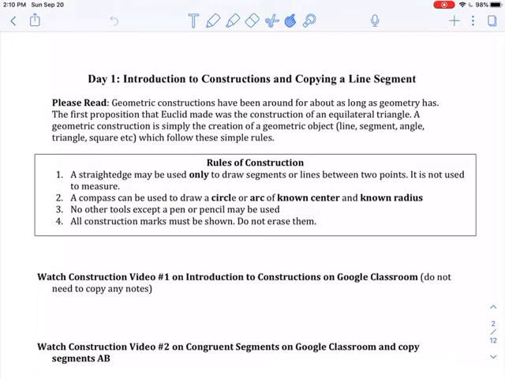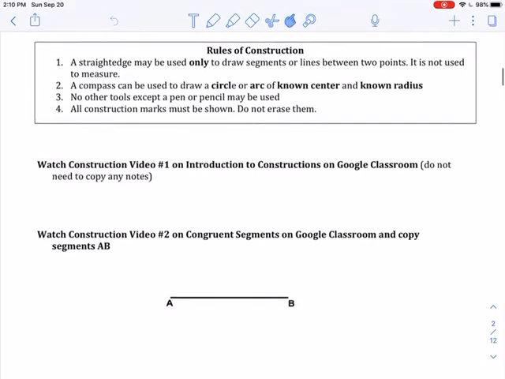A straight edge may be used, but only to draw segments or lines between 2 points. It is not used to measure. A compass can be used to draw a circle or an arc of known center and known radius. An arc is just part of a circle. No other tools except a pencil or a pen may be used. And the most important thing is you're not erasing your construction marks. I do recommend that you do them in pencil, so this way if you make a mistake it can be erased. This is the one thing on the regions that you are allowed to do in pencil.